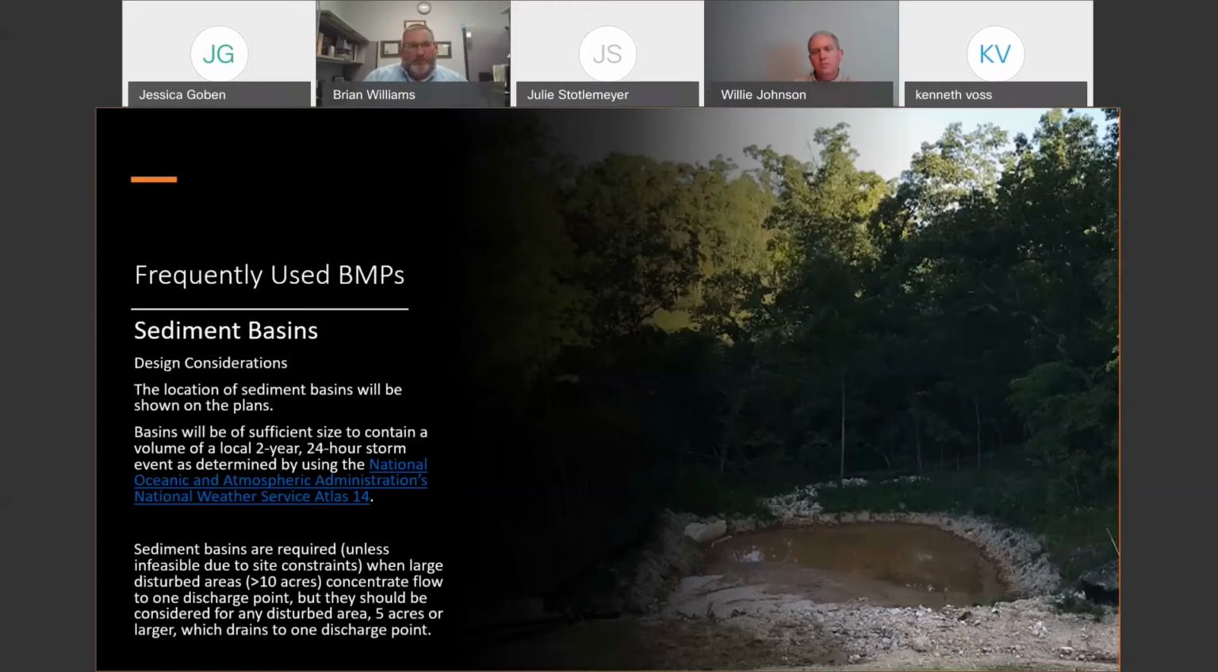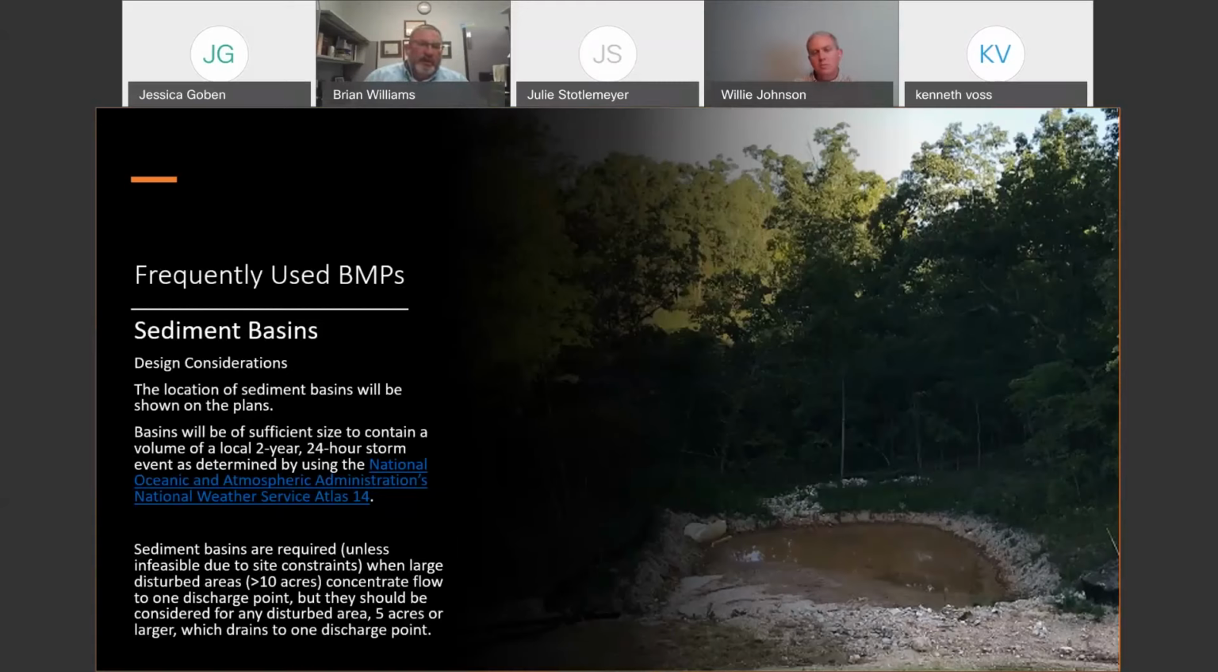We really don't have an option to be able to use those nomographs. The federal permit requires, as well as Missouri Clean Water Law and the current permit that we are under today, that we use NOAA Atlas 14 for consideration of sizing of any BMPs for erosion sediment control.